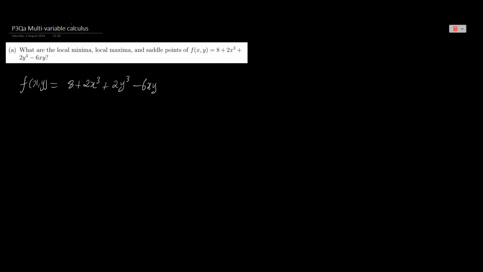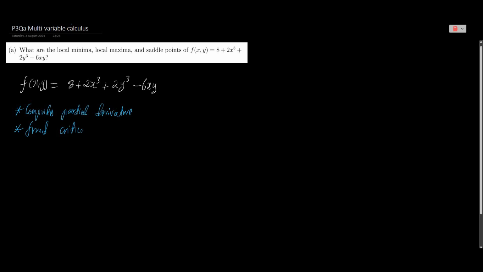So the first thing we need to do is to compute our partial derivatives. The second thing is we have to find the critical values, and we find the critical values by equating our partial derivatives to 0.